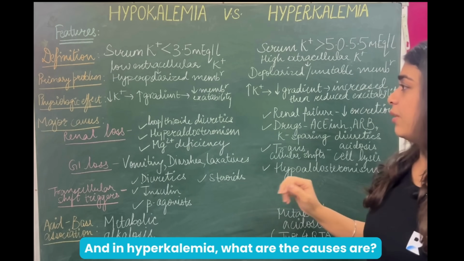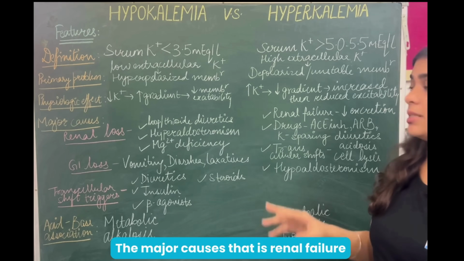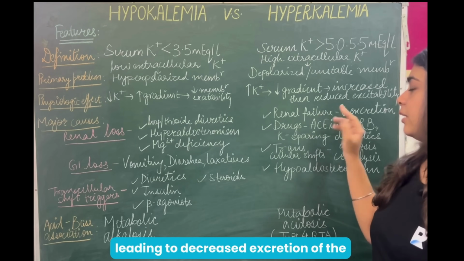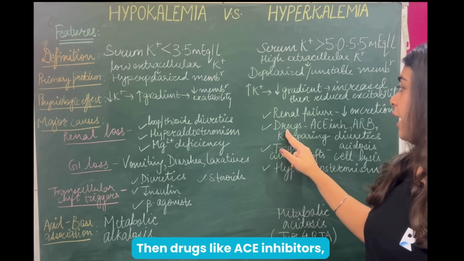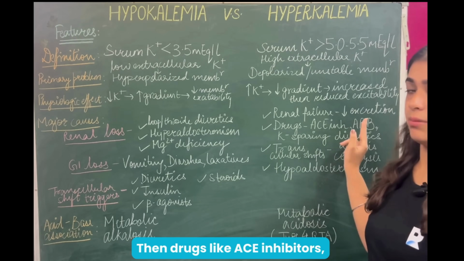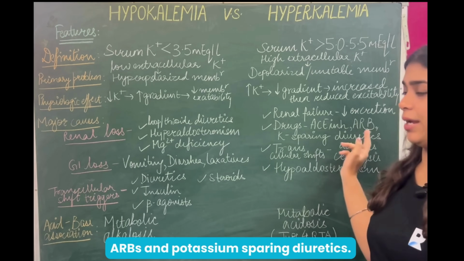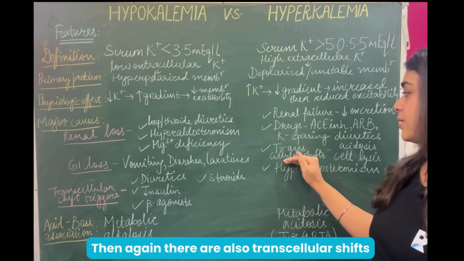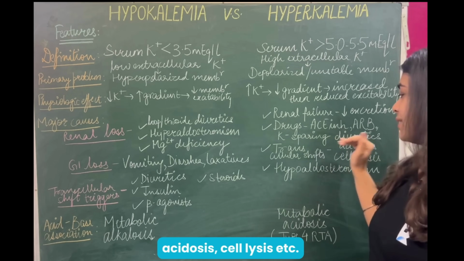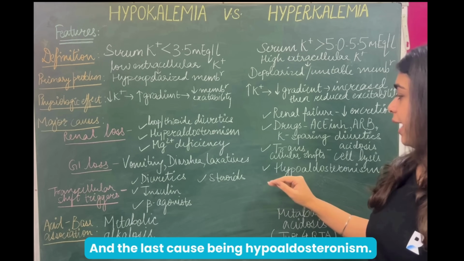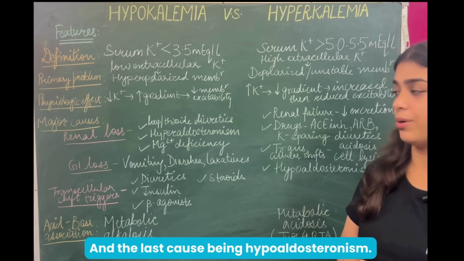And in hyperkalemia, what are the causes? The major cause is renal failure leading to decreased excretion of the potassium ions. Then drugs like ACE inhibitors, ARBs and potassium sparing diuretics. Then again here also transcellular shifts, which are triggered by acidosis, cell lysis, etc. And the last cause being hypoaldosteronism.